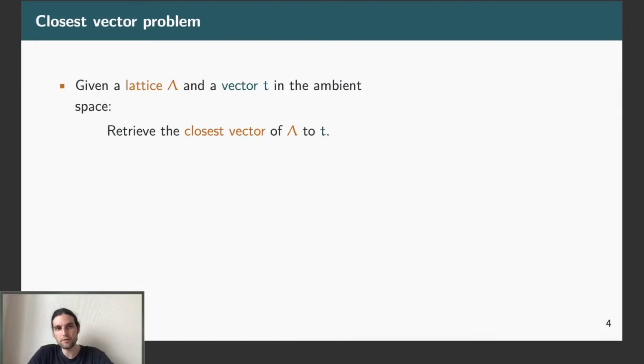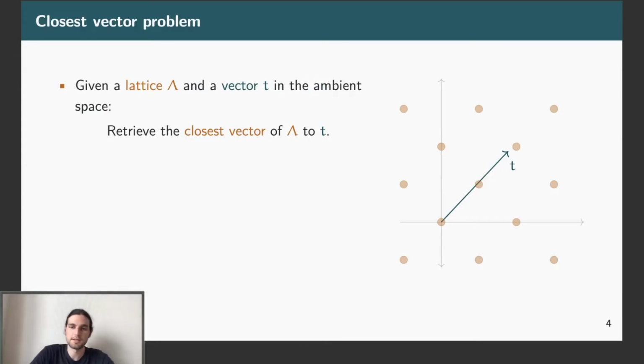But first of all, I'm going to move on to a second problem, which is the so-called closest vector problem. If I give you a lattice lambda and a vector t in the ambient space, I will ask you to retrieve the closest vector lying in lambda to the target vector t. So here I draw it in dimension 2, you have this yellow lattice lambda, this target vector t in green, and I will ask you to retrieve the closest vector to t. So here in dimension 2 it is pretty easy, of course.